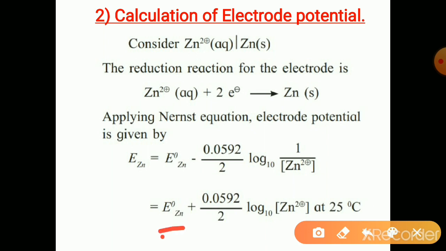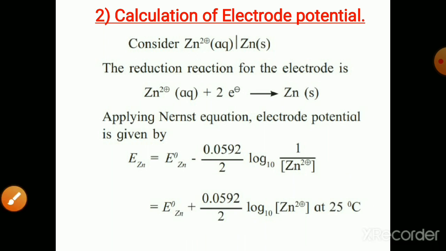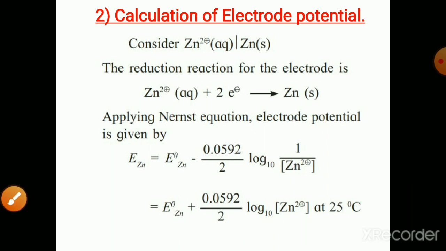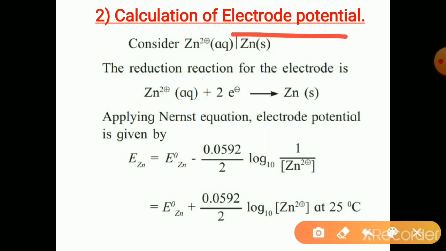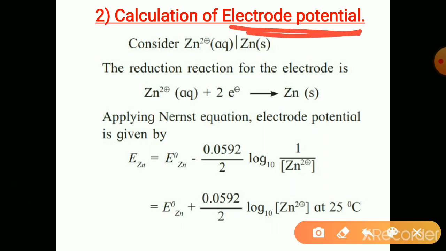So E naught of zinc is equal, E of the zinc is equal to E naught of zinc plus 0.0592 log of this. It is taken to the numerator, so it will become plus. The sign will change as it goes up, and it becomes plus, and instead of 1 by Zn2 plus, it becomes log of concentration of Zn2 plus at 25 degrees Celsius. So in this way we can determine the electrode potential of any electrode. Single electrode potential can be determined by using the Nernst equation in this way.